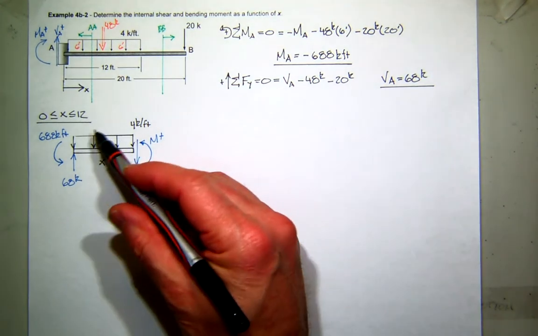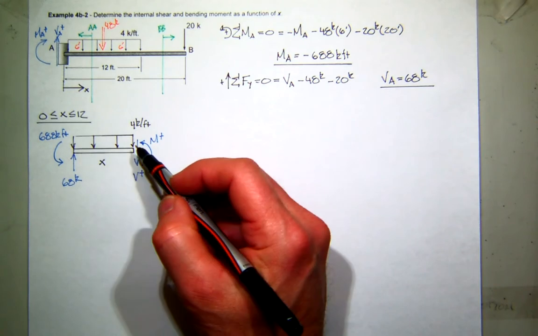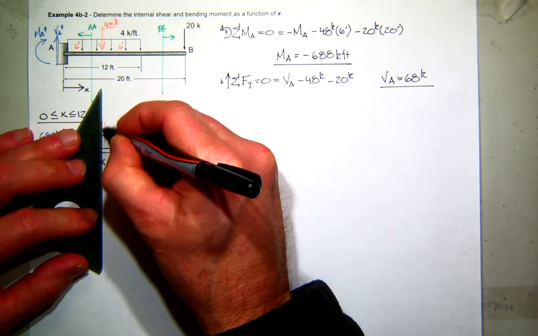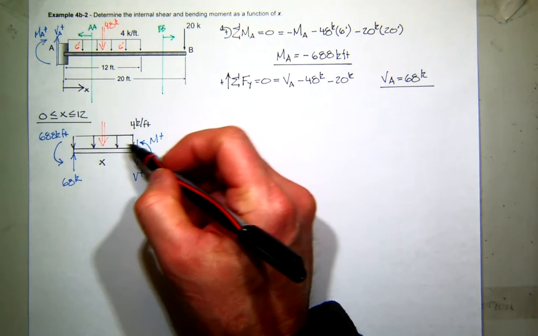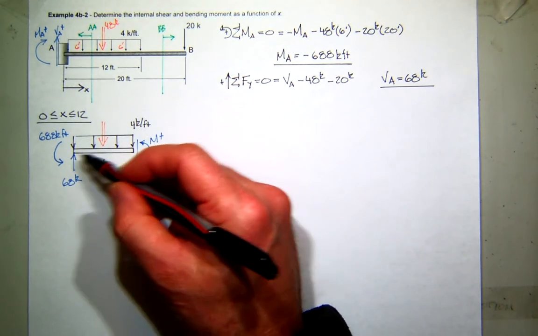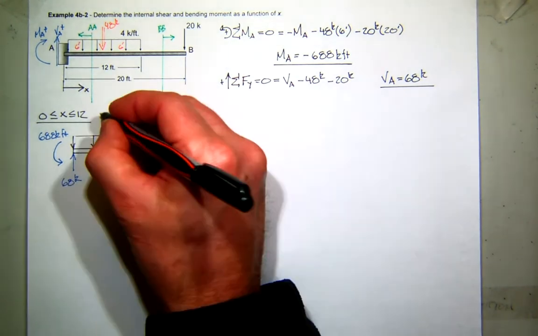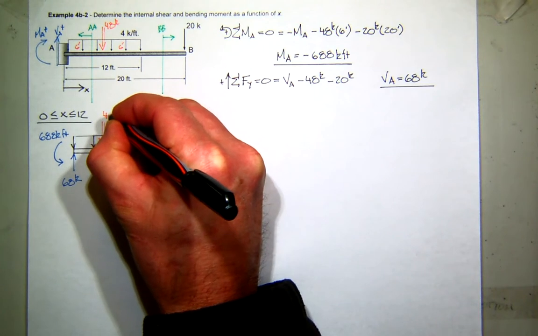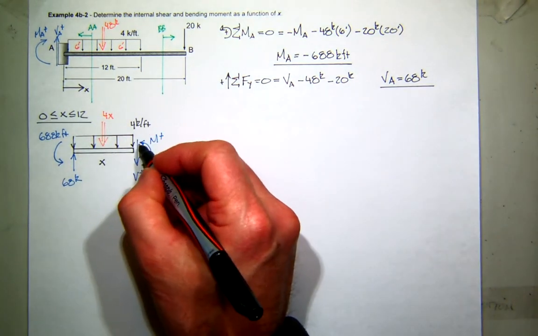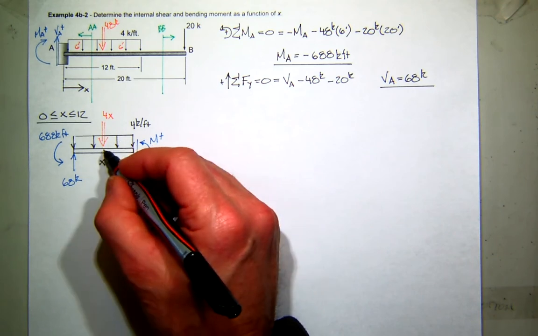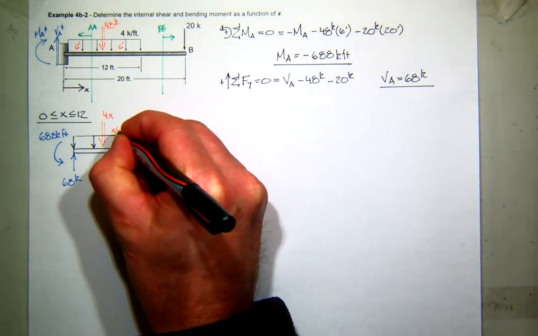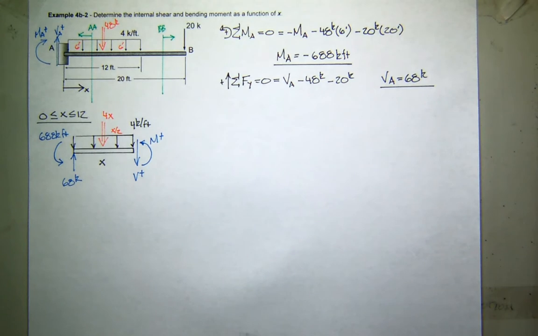So to be able to handle this distributed load, I'm going to take the concentrated equivalent of that. So it's a rectangle. Every rectangle is base times height. So base is x, height is 4. So this will be a value of 4x. And the distance from the cut to the centroid is half the distance. The distance is x, so x over 2 will be the distance.